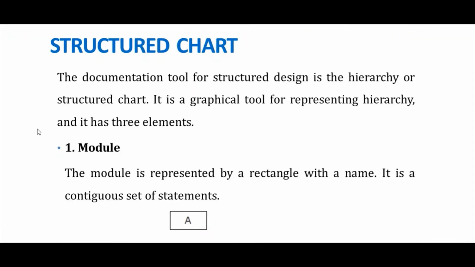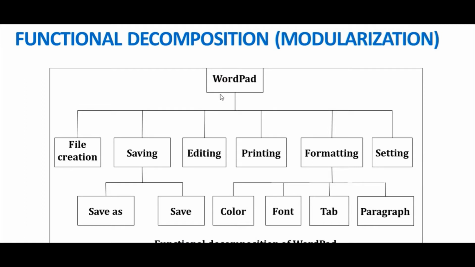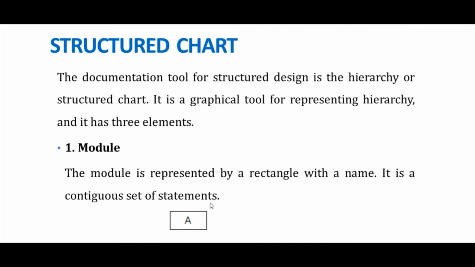So, in these design methodologies, you can see here, the structure chart uses three important things. The first one is called a module. The module is represented by a rectangle with a name. It is a contiguous set of segments. So, for example, here WordPad is a module. The same way file creation is a module, a sub module of the WordPad. The same way saving is a sub module of the WordPad. So, these are defined using the square block or the rectangle block, and it will be provided with a name. For example, here A is a module.